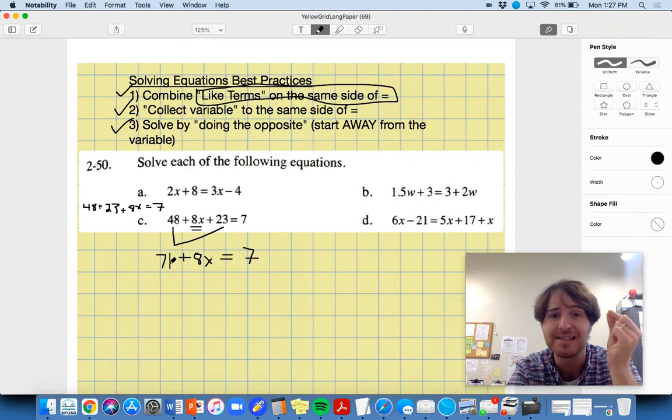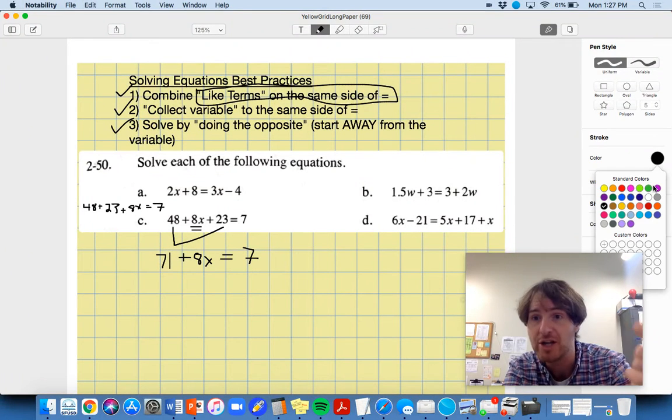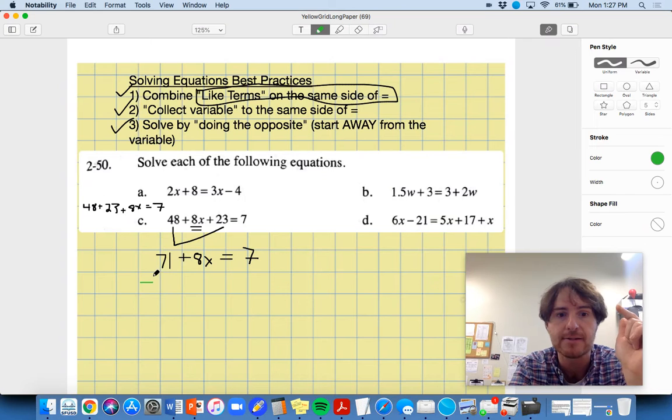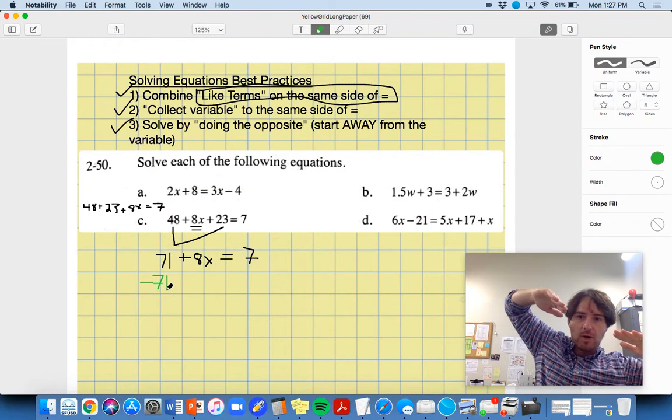I got to get rid of this 71 that's getting added to the 8x. What gets rid of addition? What's the opposite of addition? That's right, subtraction is the opposite of addition. So I'm going to subtract 71 here. And remember, if I'm taking away 71 from one side, it's going to make the side lighter by 71 units.